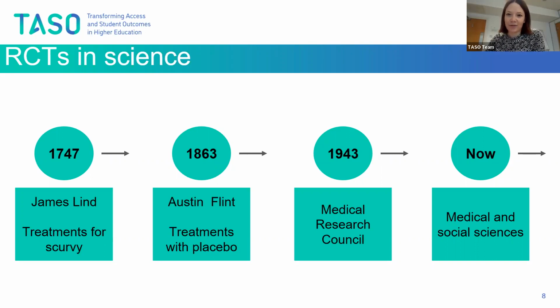But if we then fast forward to where we are today, we have, I think, over 1 million, and maybe even more by now, registered clinical trials in the UK. And obviously we're increasingly using randomization and RCTs for social sciences. So we see it in education, social work, healthcare, etc.